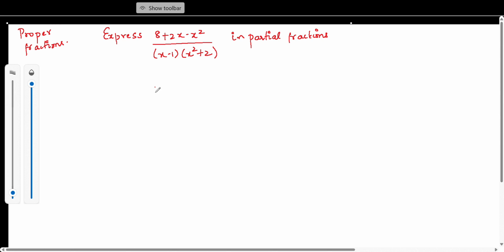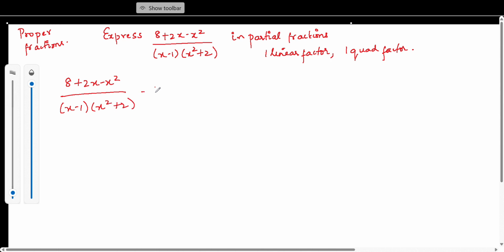Now, since there is one linear factor which is x minus 1 and one quadratic factor which is x squared plus 2, the case we have to take is, this is the question. Always the degree of the numerator must be 1 less than the degree of the denominator. So, since x minus 1 is degree 1, linear, the constant should come at the top. Constant's degree is 0. For x squared plus 2, which is a quadratic, we need to have a linear factor. So, we proceed with this.